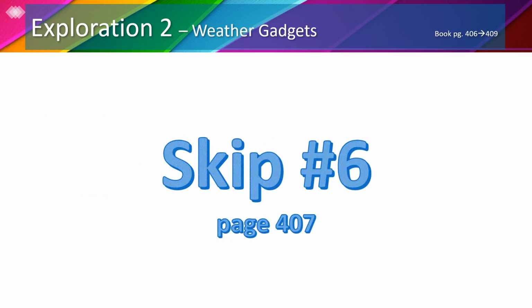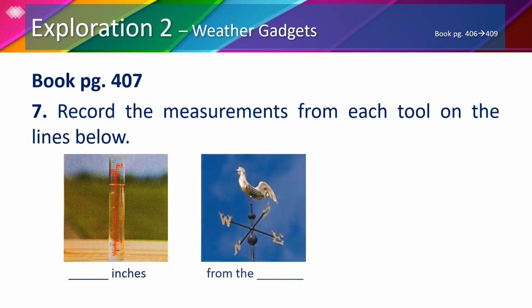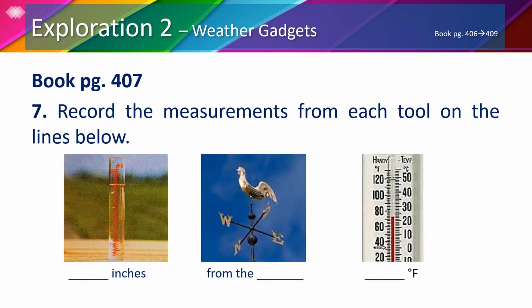On page 407, I need you to skip number 6 and go straight to number 7. In number 7, we're going to record the measurements from each tool on the lines below. In the first picture, we can see a rain gauge measuring the amount of rainfall. If you look closely at the picture, you can see the level of water. The number on that line indicates the level. In your books, the picture might be clearer. It shows 4 inches.